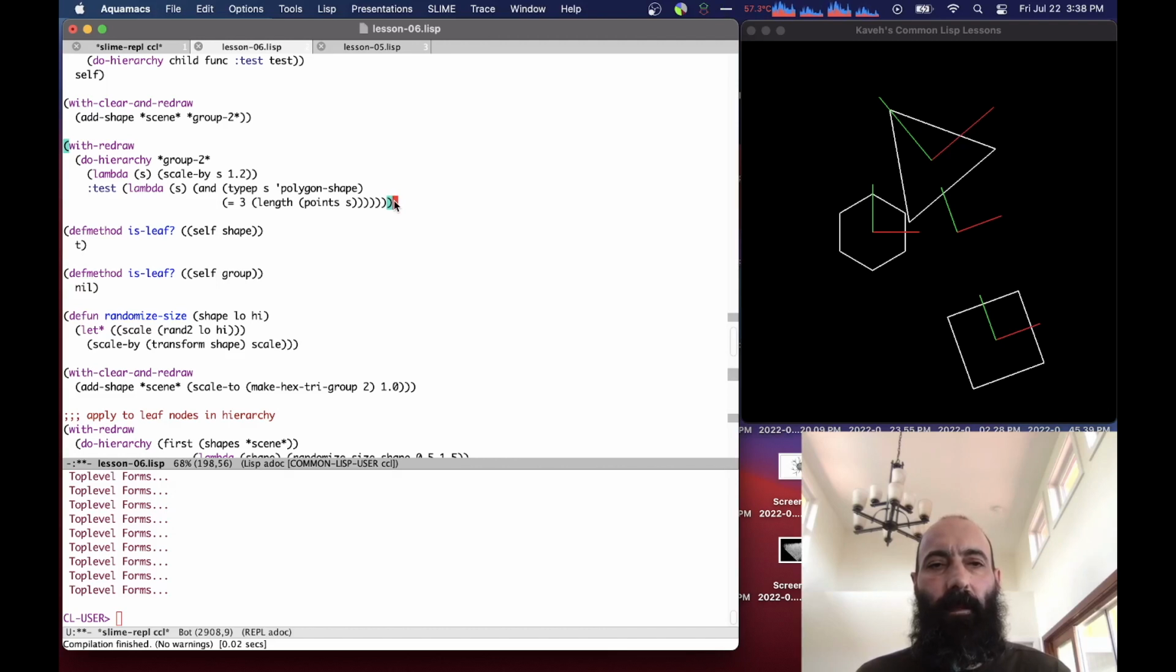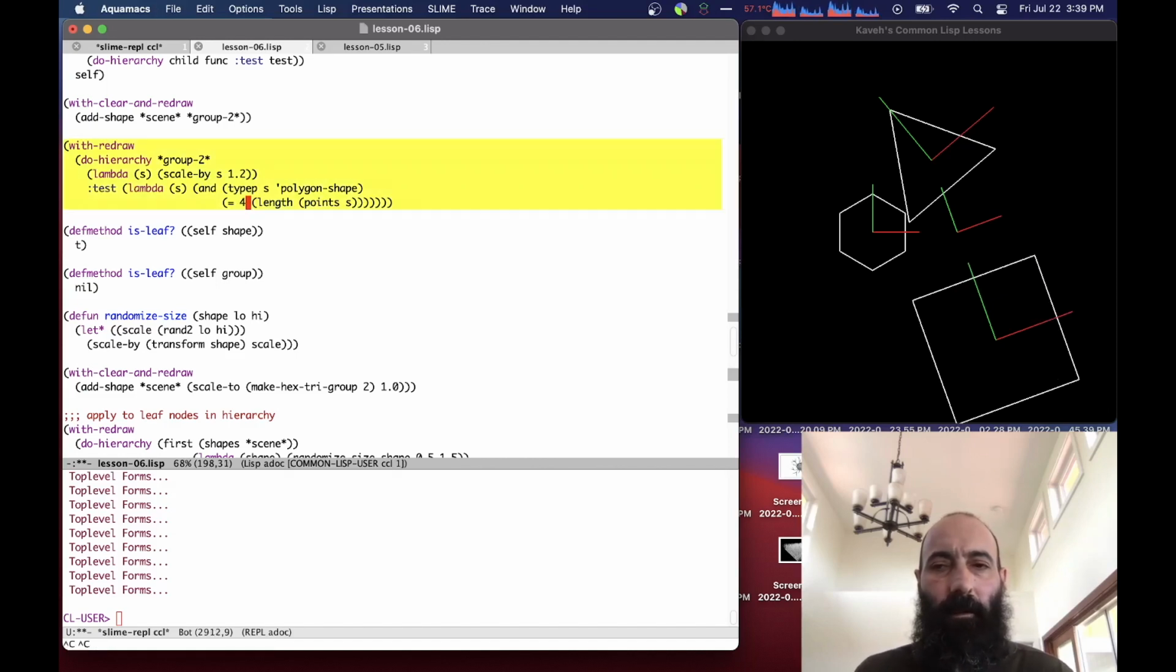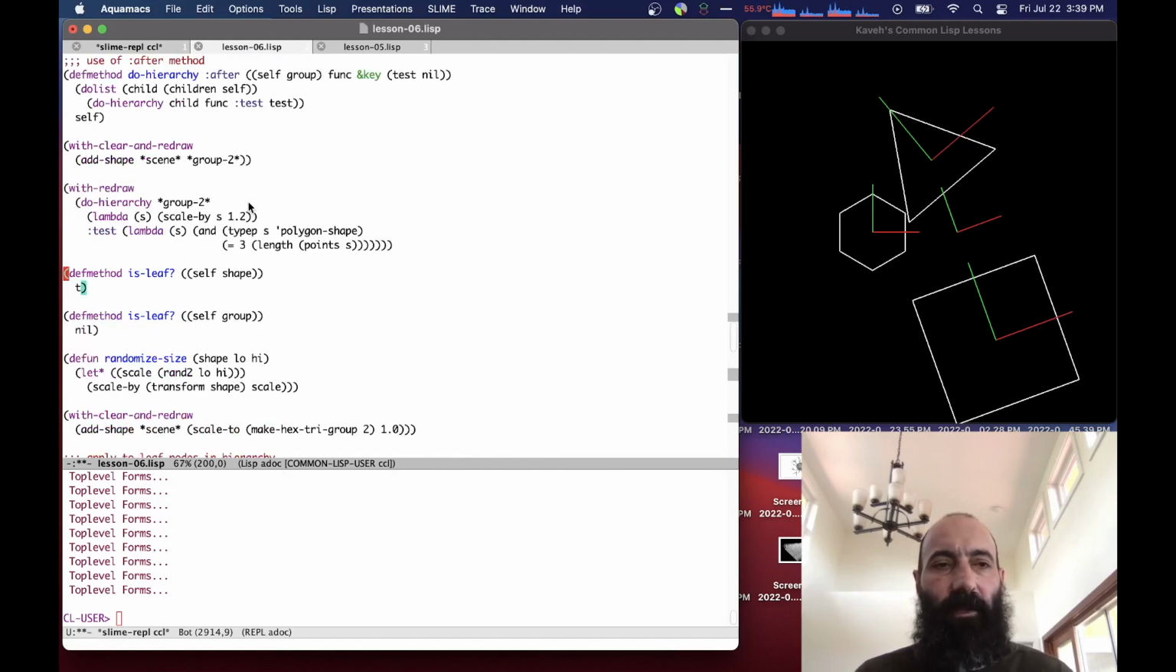So if I change this to 4, for example, then it's the square because the square is what has 4 points and nothing else does. So this is a way of selectively applying things to nodes in a hierarchy. And we're going to define two convenience methods, which is basically, is something a leaf or is it not a leaf? So if it's a shape, we're going to say basically it's always a leaf. But if it's a group, it's not a leaf.